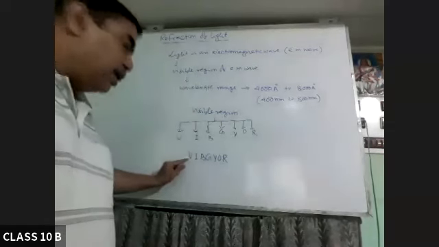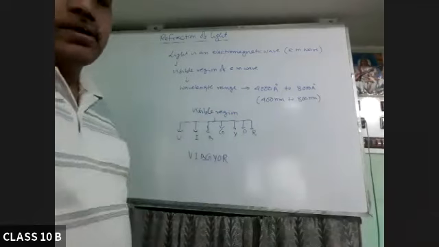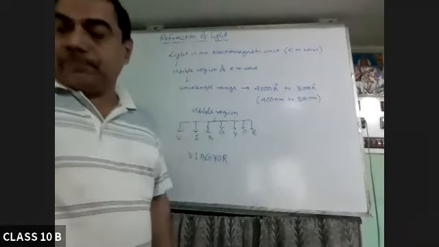So among this, violet has got minimum wavelength, red has got maximum wavelength. Okay, so this is the visible region.